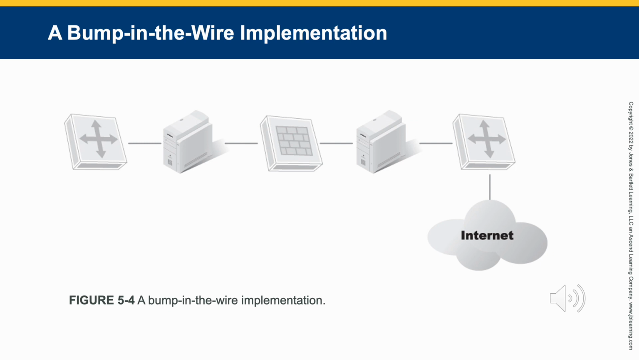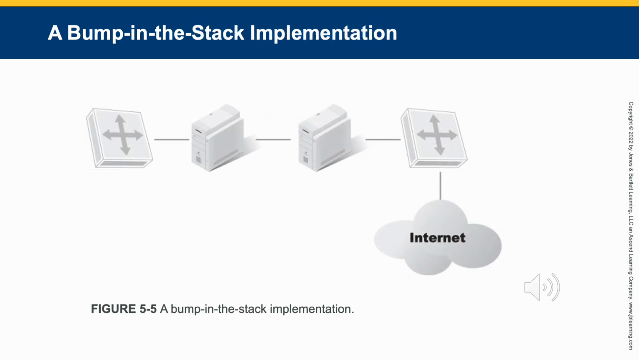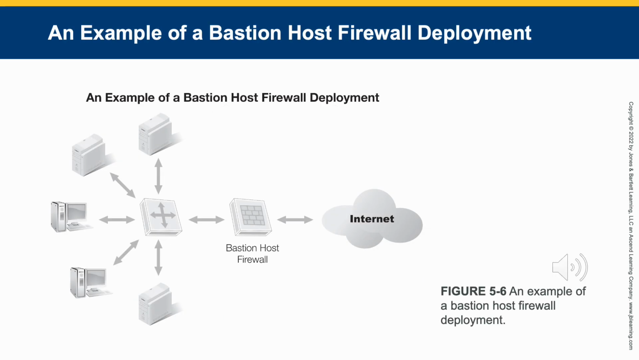Here's an example of a bump in the wire implementation. We have the internet, a switch, a device outside of the network, the firewall, and then the inside server and switch. This is an example of a bump in the stack implementation. This is the most common way firewalls are deployed, as a bastion host firewall. Here's an example. We have the internet, we have the edge or border firewall protecting the inside of the network.